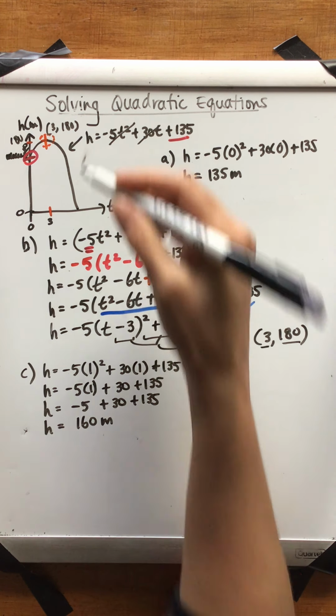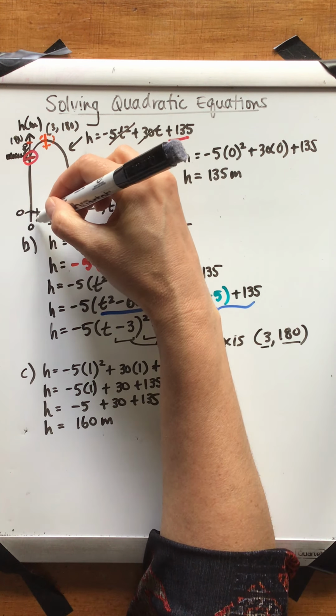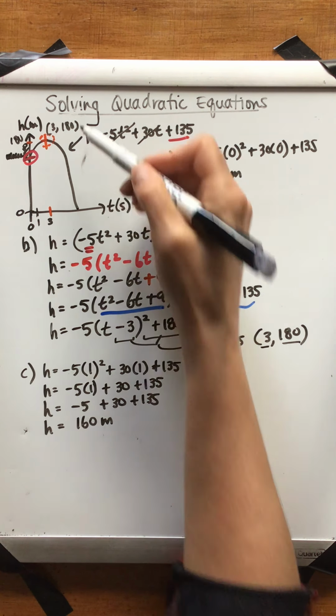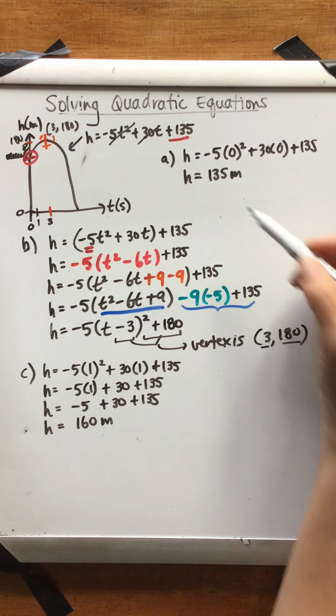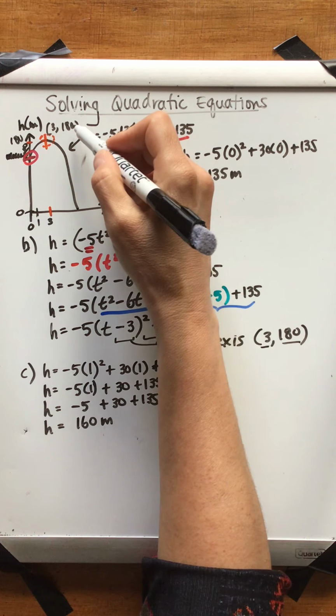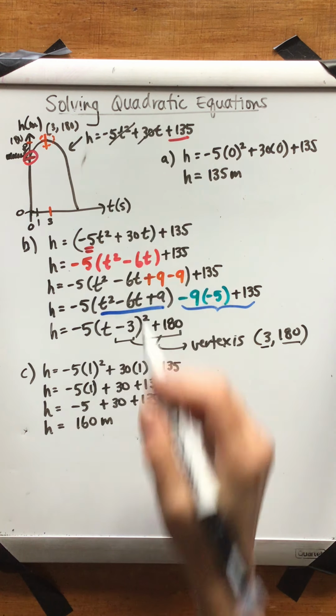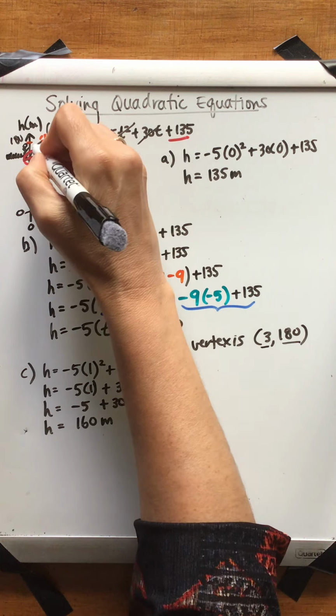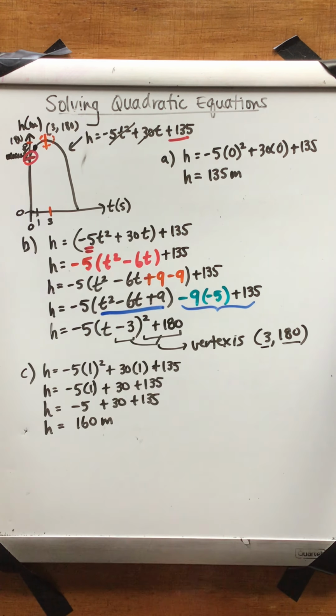So this makes sense because if we look at our sketch here, 1 second after it's thrown, it's going to be more than the initial height, which was 135, but not as high as the maximum, which is 180. And 160 meets that criteria. So 160 would be right about there.